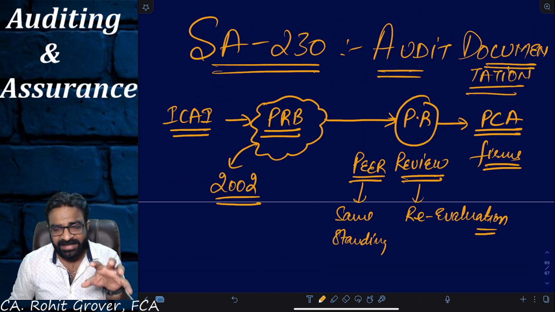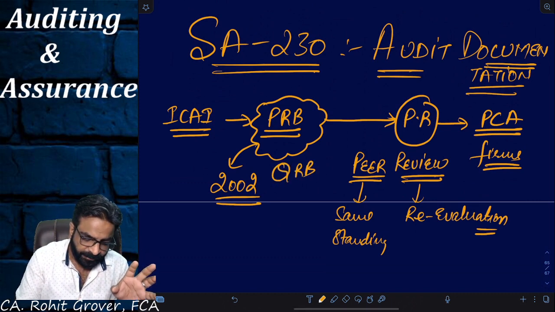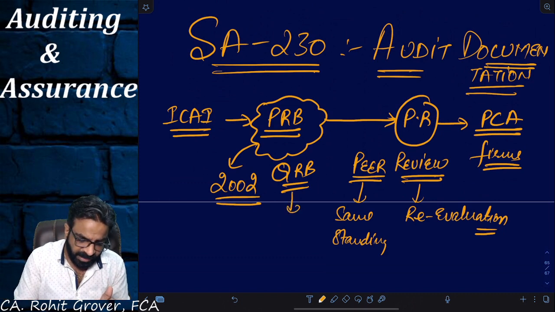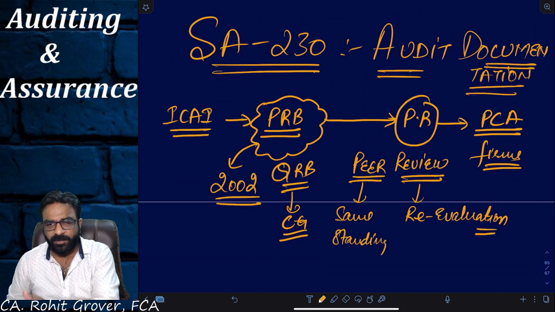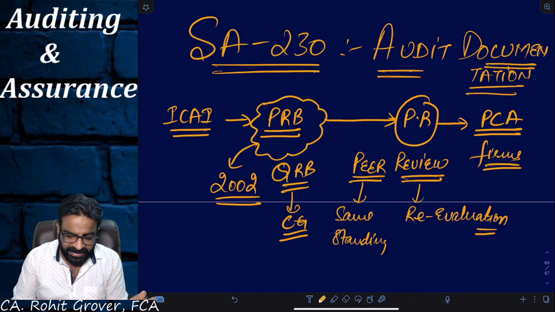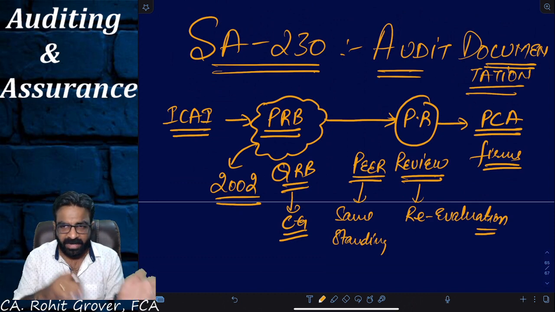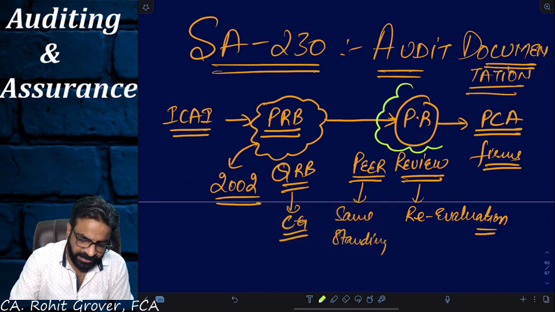For that reason, ICAI made two boards. One is called PRB and one is called QRB. Actually, PRB is made by ICAI, QRB is made by the central government. What is PRB? Peer Review Board, and what is QRB? Quality Review Board. So basically what ICAI does is select some random firms, and on those firms, peer review will take place.